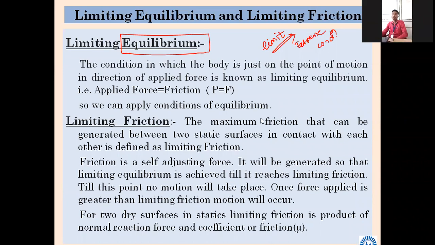Now coming back to limiting equilibrium. So why is it called limiting equilibrium? It is the condition in which a body is just on the point of motion in the direction of applied force. So here the applied force is equal to friction. So we can apply conditions of equilibrium.